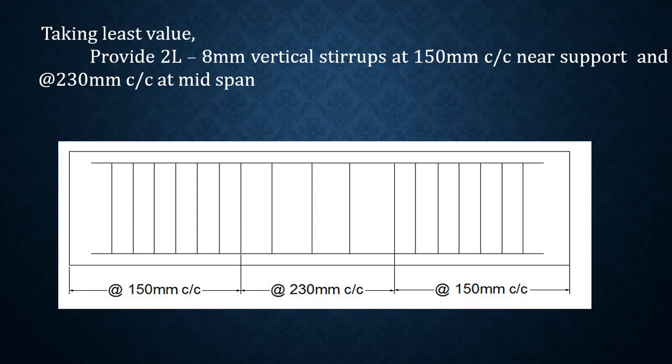Provide two-legged 8 mm vertical stirrups at 150 mm center to center near the support. The first least spacing I am using for the supports, for the left support as well as for the right support, and at mid span we should consider the second least value, where you can increase the spacing. So I am rounding it off to 230 mm center to center at mid span. We should provide two-legged 8 mm vertical stirrups at 230 mm center to center at mid-span. Like this, we can design it. Hope you have understood. Thank you.